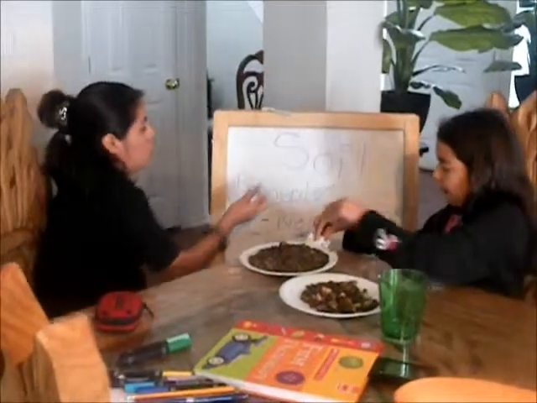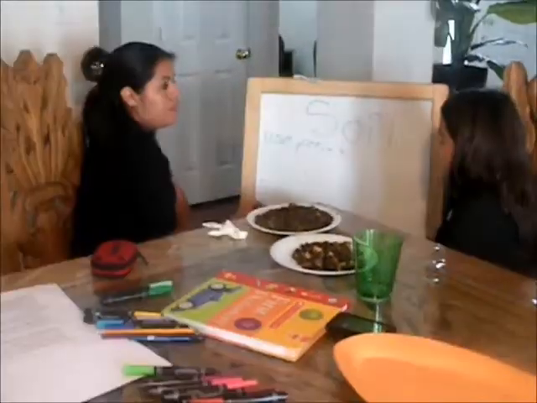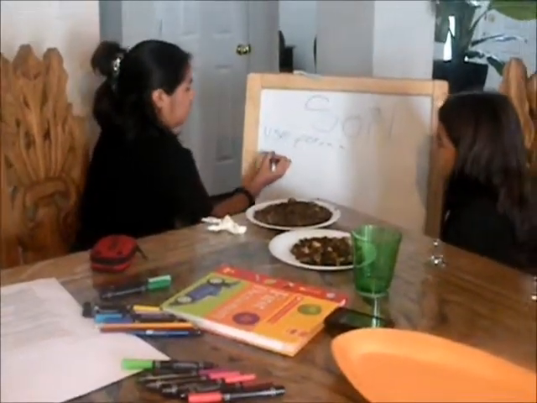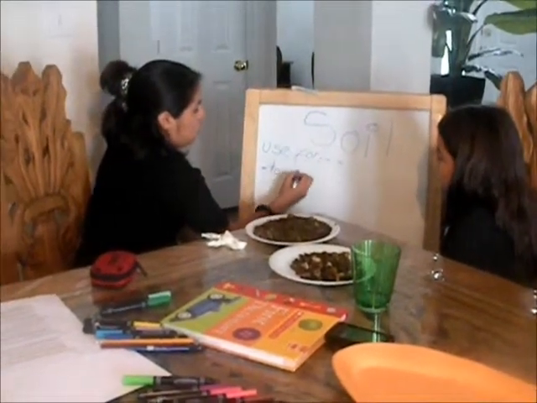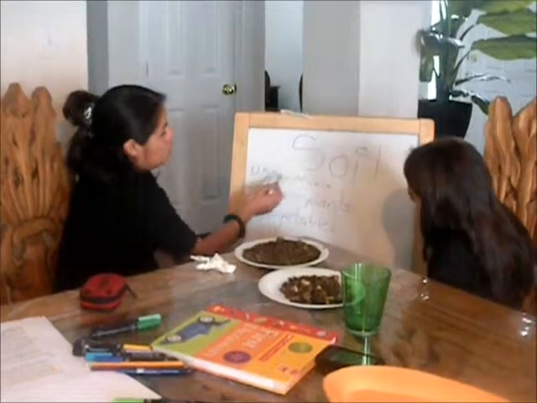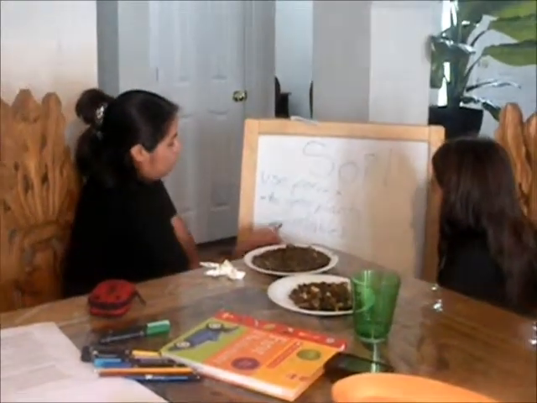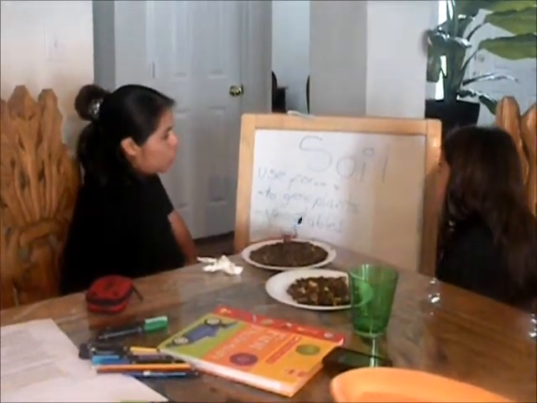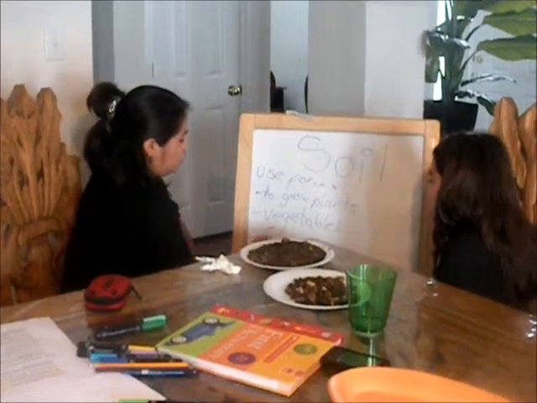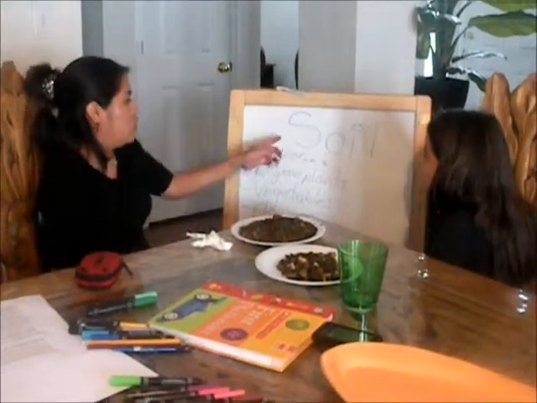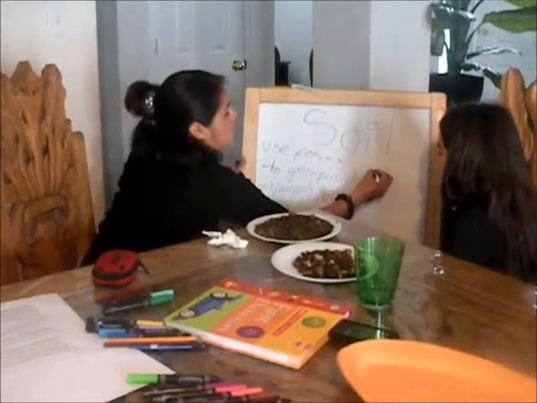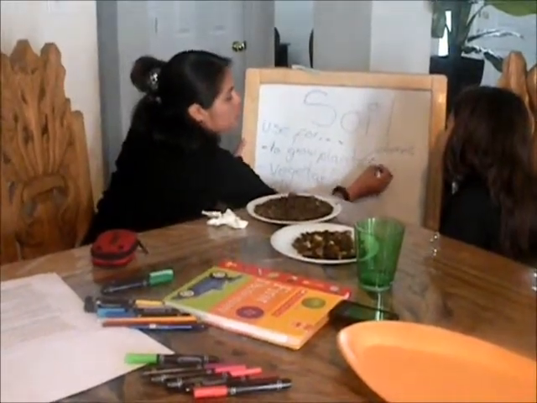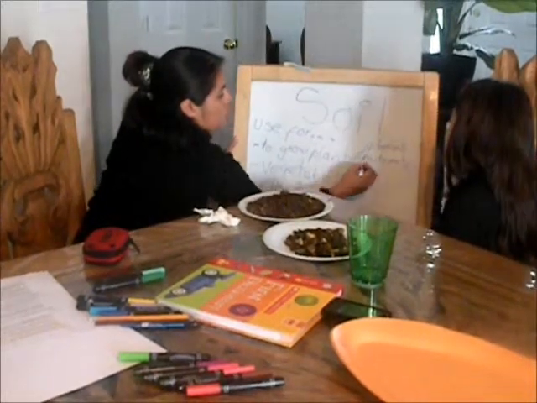What is soil useful for? To grow plants. Okay, we can use it to grow plants. The soil is used to grow plants, vegetables, and you said one at the beginning, flowers. What does the soil do for the plants? It gives them vitamins, okay? We can say it gives them nutrients to make them grow.